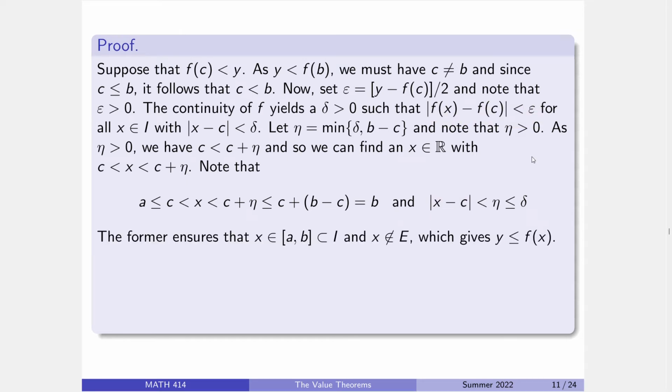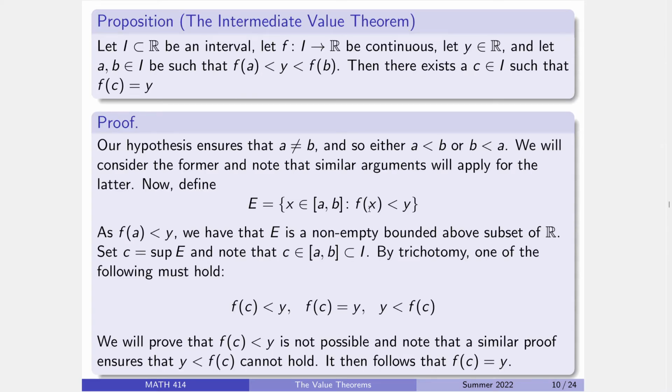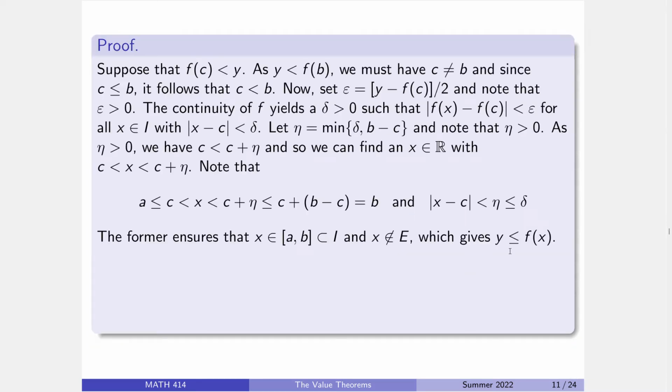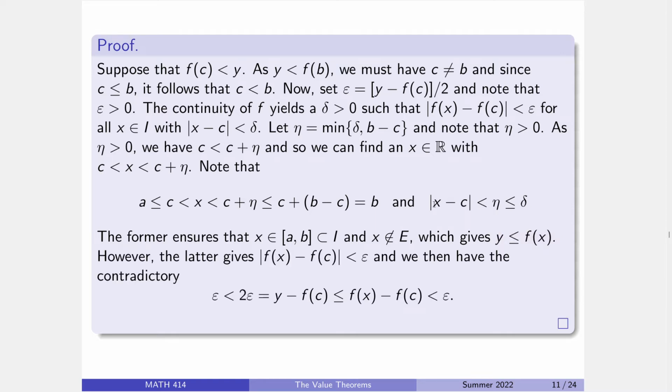Okay, so the first fact guarantees that x lives in the interval [a, b], which means it lives in our interval I. Moreover, x can't actually be in the set E. c is the supremum of E. If x is bigger than it, x doesn't live in E. And remember how E was defined. E is the set of x so that f of x is strictly less than y. So that means y is less than or equal to f of x. Alright, but x minus c is less than delta, so the continuity then guarantees that this is less than epsilon.